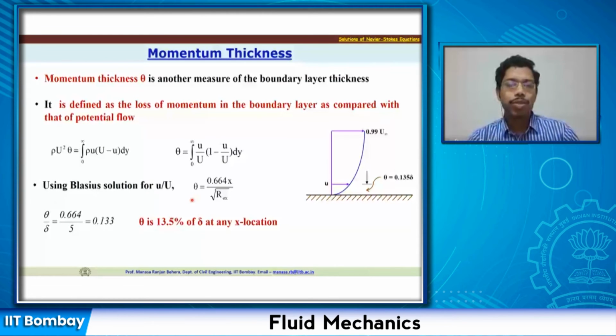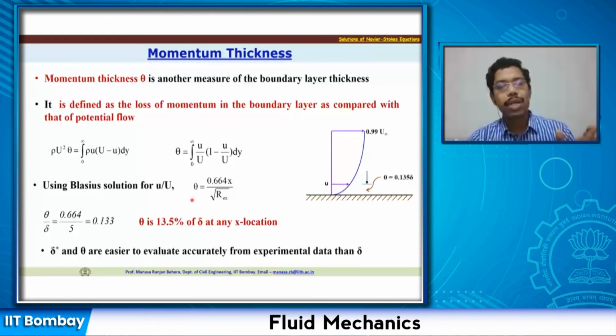So if you find out the value of delta star and theta, which can be obtained easily, then you can find out the value of delta. So this is basically the essence of the displacement thickness and momentum thickness that we could obtain.